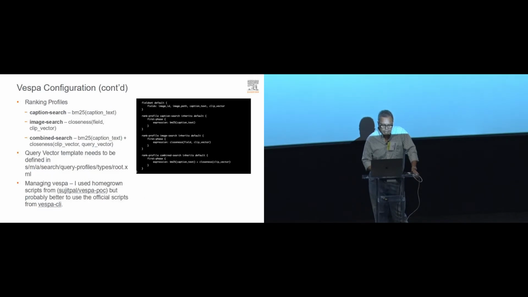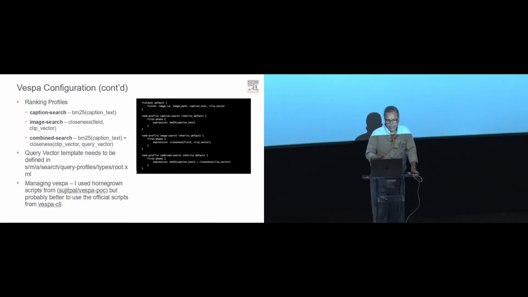And then I have to create rank profiles. I have 3 rank profiles. One is a text-based search, which is BM25 of caption text. Another is image search, which is a closeness, basically the dot product of some field I supply and the CLIP vector, and I will have to define my CLIP vector at some point. And a combined search, which in my case is just a linear combination of the 2 above searches. I could make it weighted. I could say 0.5 of this, or 0.3 of this and 0.7 of that, and so forth.